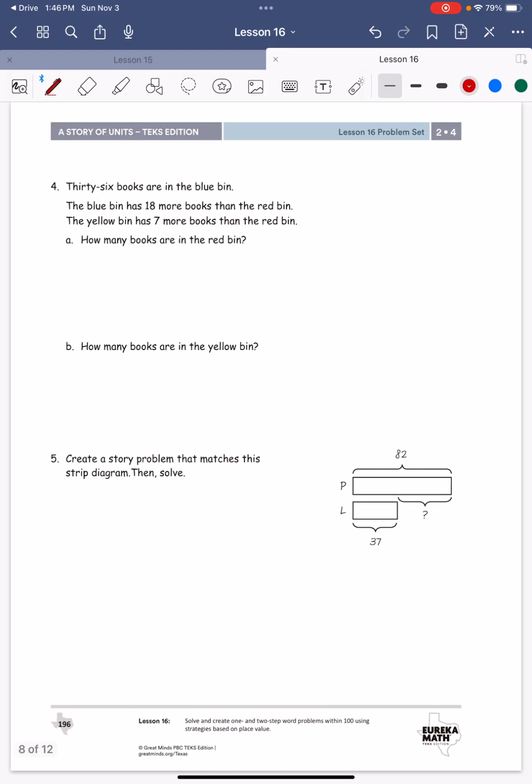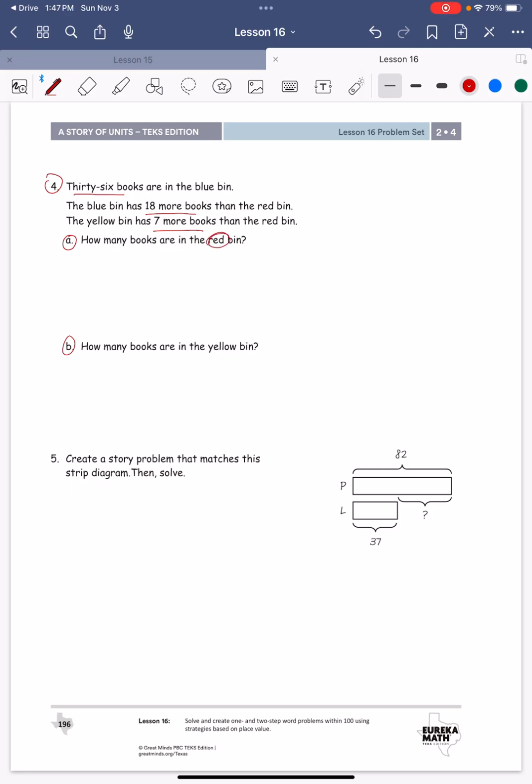The next one you should have done is for A and B. It says 36 books are in the blue bin. The blue bin has 18 more books than the red bin. The yellow bin has 7 more books than the red bin. So this is a multiple step problem. The first question is how many books are in the red bin?